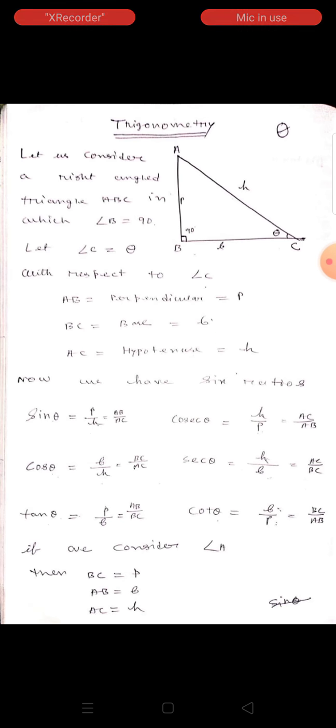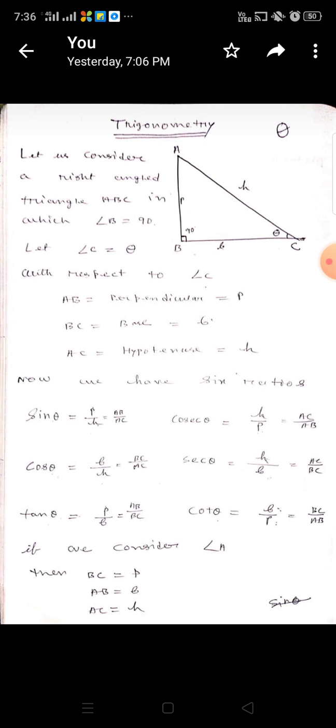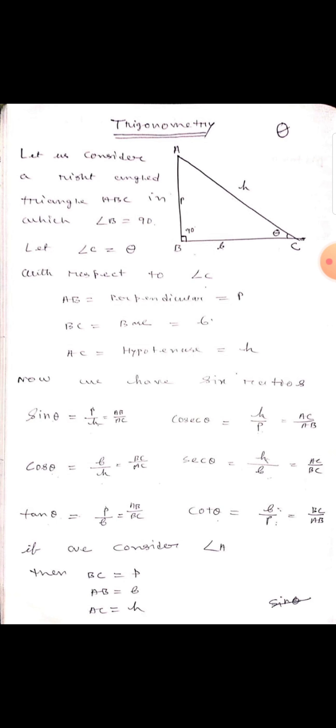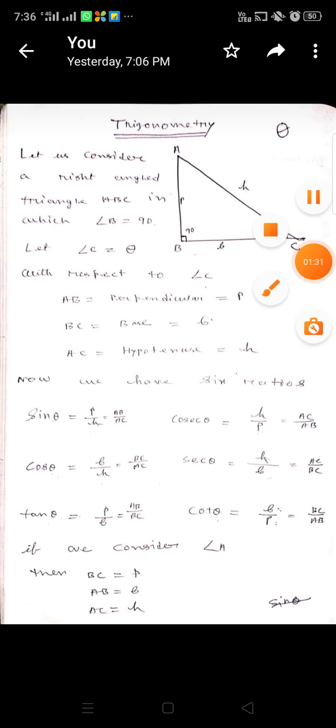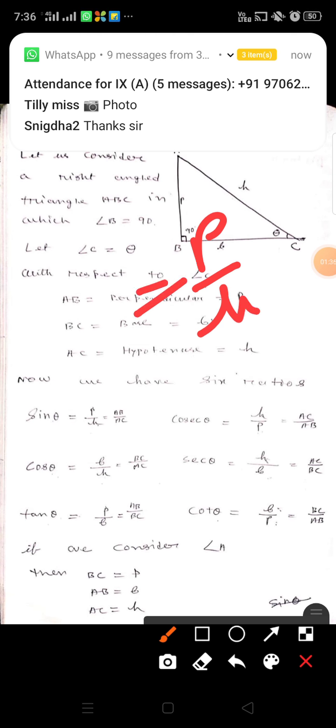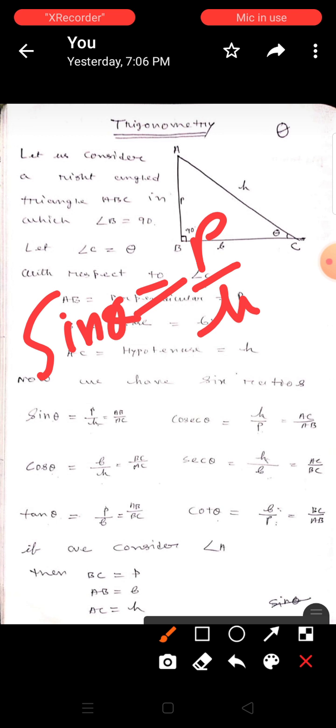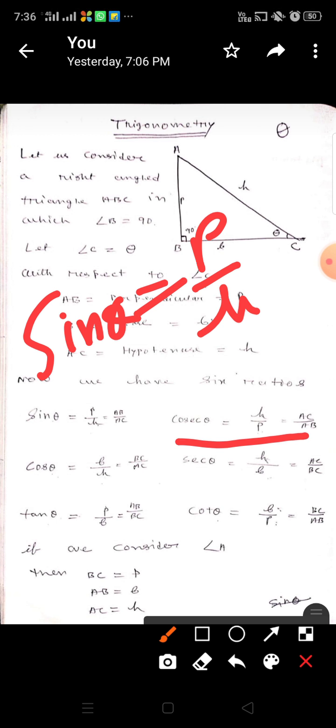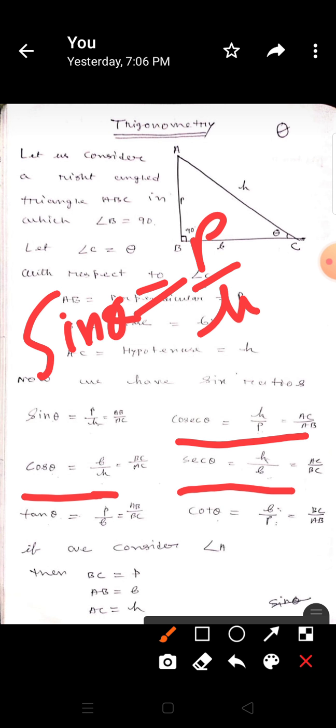hypotenuse H. So now between P, B and H we have 6 ratios. First ratio is P by H, then H by P, B by H, H by B, P by B, B by P. When the ratio is P by H, this is called sin theta. When the ratio is H by P, this is called cosec theta. When the ratio is B by H, this is called cos theta. When the ratio is H by B, this is called sec theta. When the ratio is P by B, this is called tan theta. When the ratio is B by P, this is called cot theta.